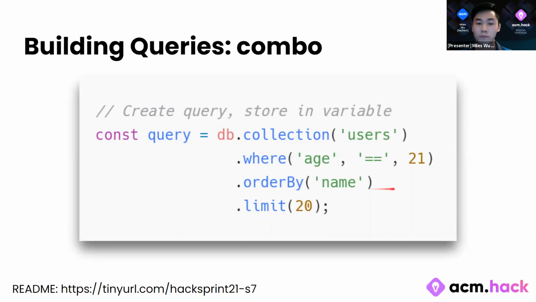What you can also do is combine these clauses together. It's called a compound query. So here we have all three clauses, where, order by, and limit. And this query in particular is asking for all the documents in the users collection with age equal to 21. I want to sort them by their name field, and also I only want the first 20. So hopefully that all makes sense.